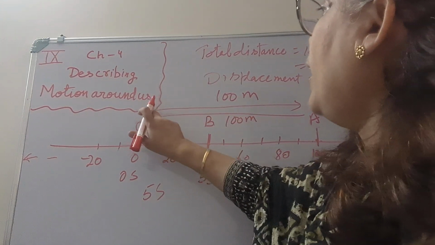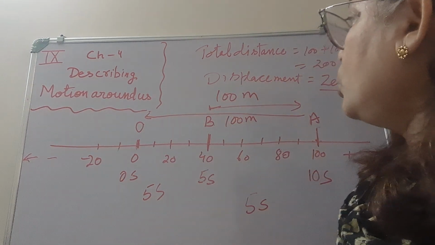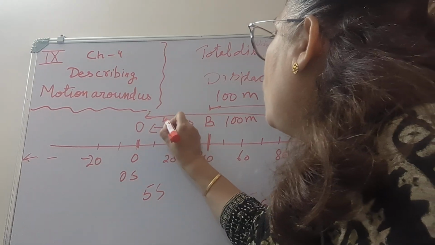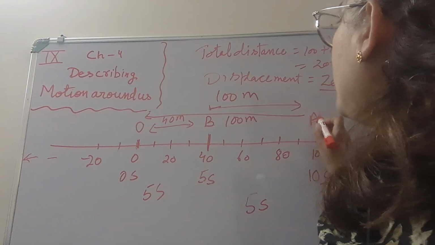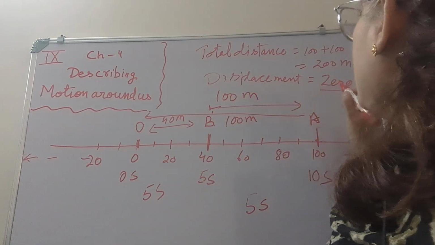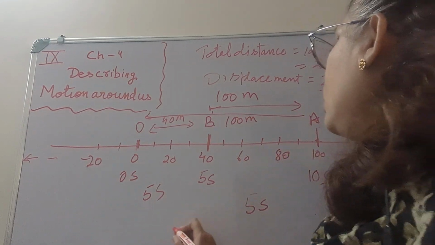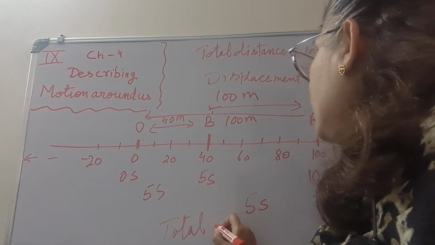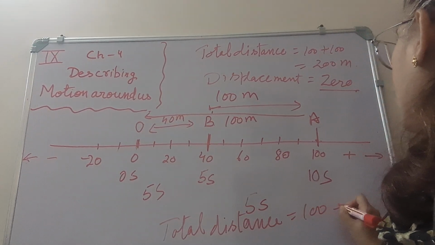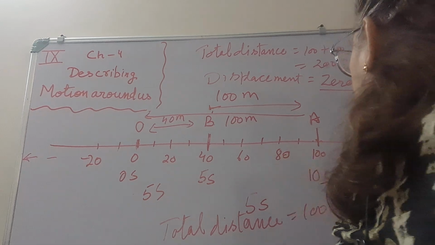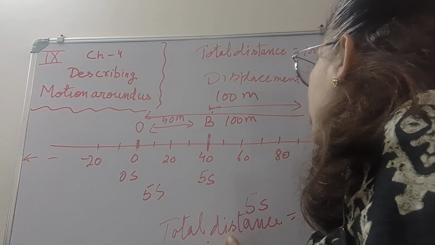Now, instead of reaching point O, suppose it stops at point B. So its displacement is again 40 meters here. The total distance is 100 plus 60, that is 160. It stops at B, and A to B is 60 meters apart. So the distance is 160 and the displacement is 40 meters.